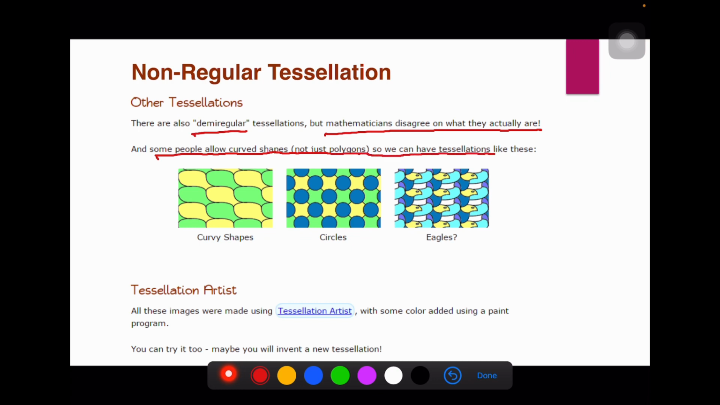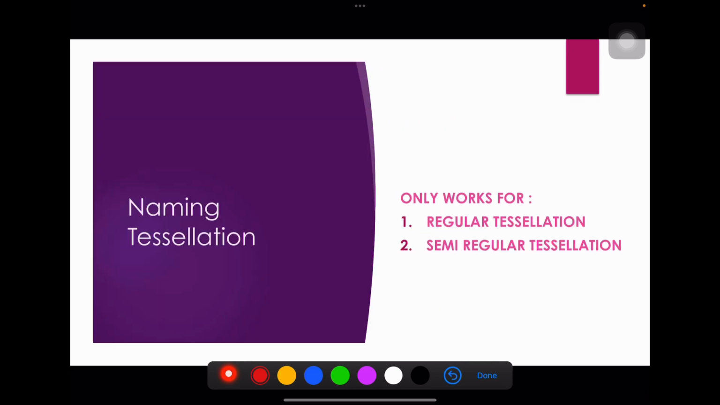So we have tessellations that look like this. Curvy shapes, circles, eagles. You can try tessellation artists. You can click on the link here if the link still works. And then you can create your own tessellation. Naming tessellation only works for regular and semi-regular tessellation, not the non-regular tessellation.